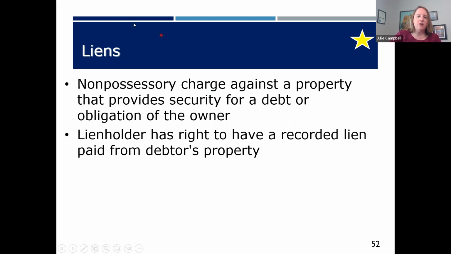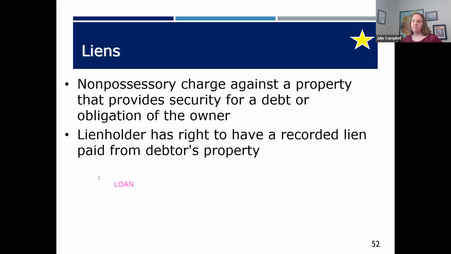When you see the word lien, I would actually like you to see the word loan. If you have a lien on your property, you owe somebody some money. Somebody has filed a lien as an attempt to get paid. It's a non-possessory charge, meaning the lien holder doesn't have the right to live there. They just put a charge against the property as a way to try to collect the debt.